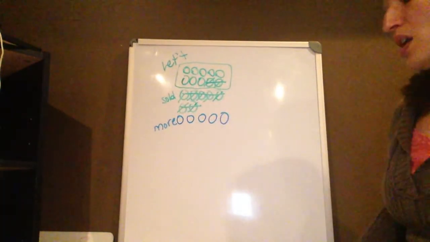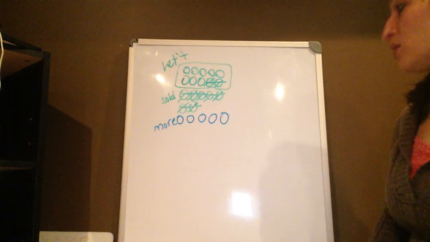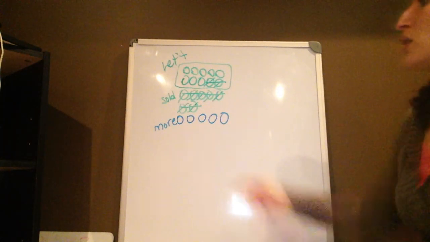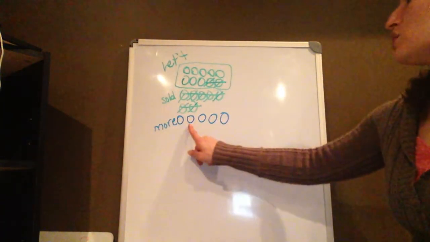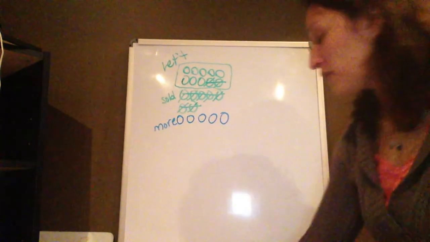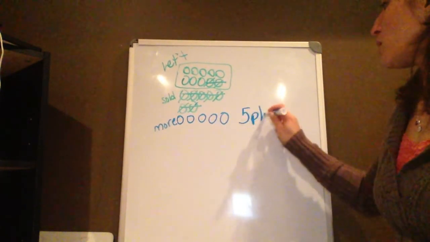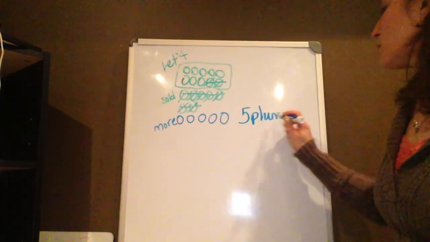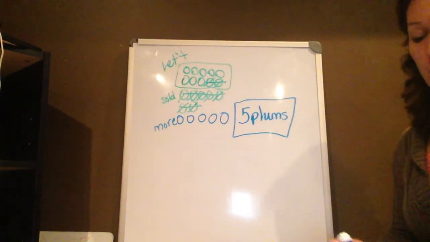Okay. The question says, how many plums did Mr. Green put on the table? Okay. So we can look right here to see how many more he put on the table. He put 1, 2, 3, 4, 5 on the table. We want to write a label. And there's our answer.